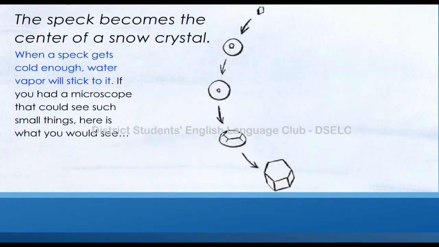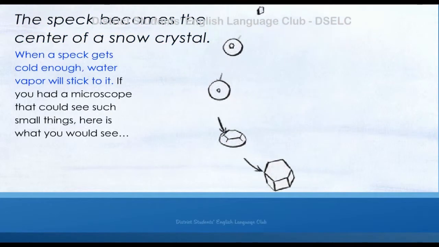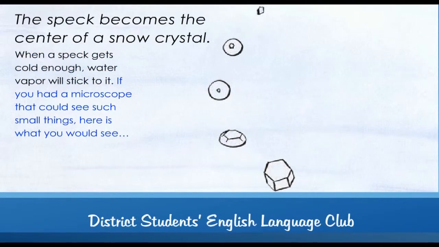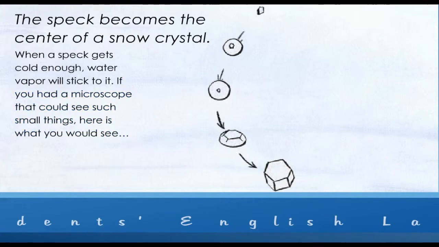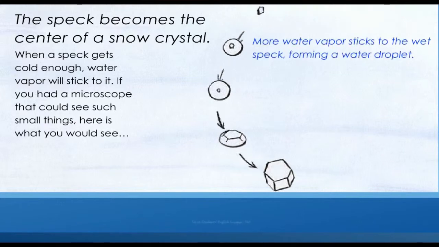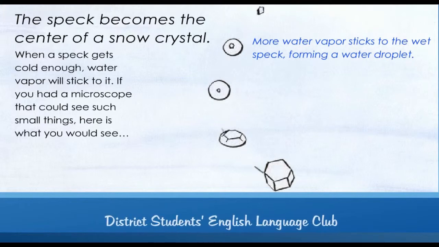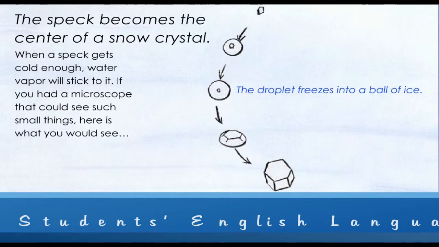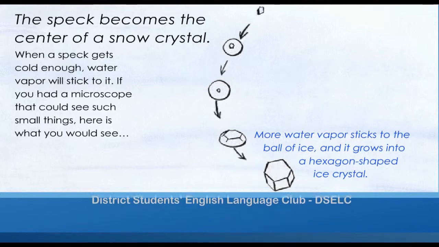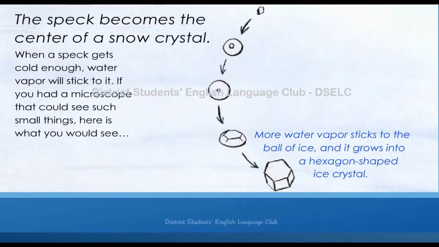When a speck gets cold enough, water vapor will stick to it. If you had a microscope that could see such small things, here is what you would see. Water vapor sticks to the cold speck, making the speck wet. More water vapor sticks to the wet speck, forming a water droplet. The droplet freezes into a ball of ice. More water vapor sticks to the ball of ice, and it grows into a hexagon-shaped ice crystal.